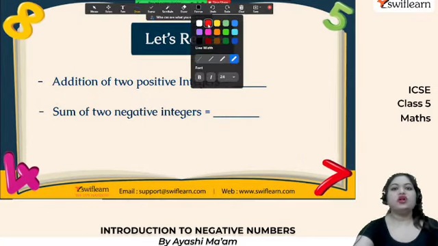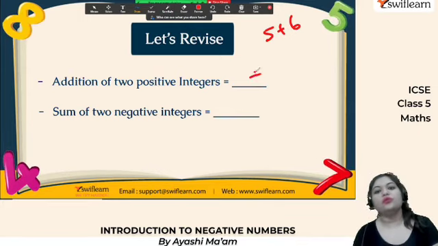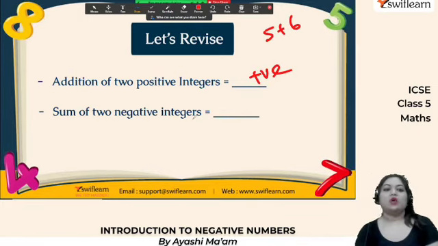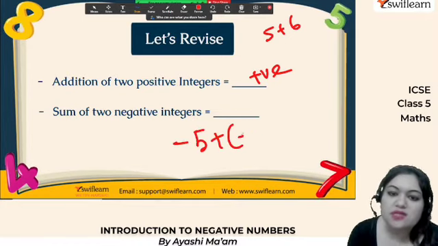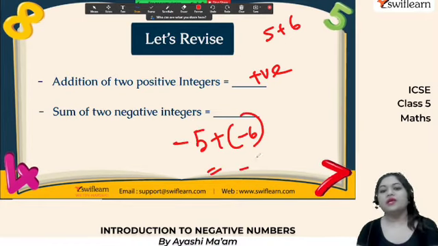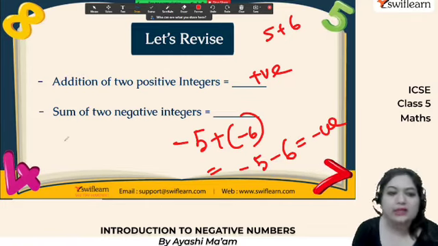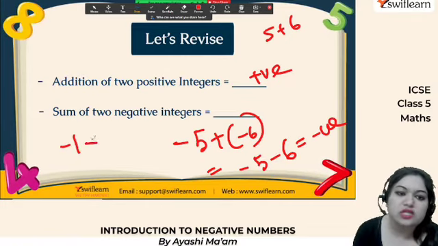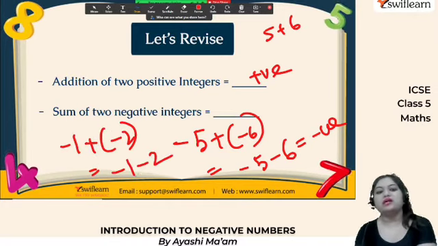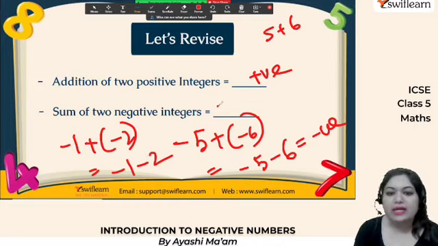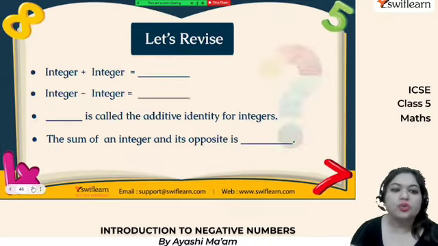Now, addition of two positive integers, take any two positive integers, always it is going to be what? Positive only. Now, sum of two negative integers, so say -5 plus -6, what will happen? The answer is always going to be negative only, right? Take any two negative integers, -1 plus -2. Always the sum is going to be negative only. So sum of two negative integers is always going to be negative.